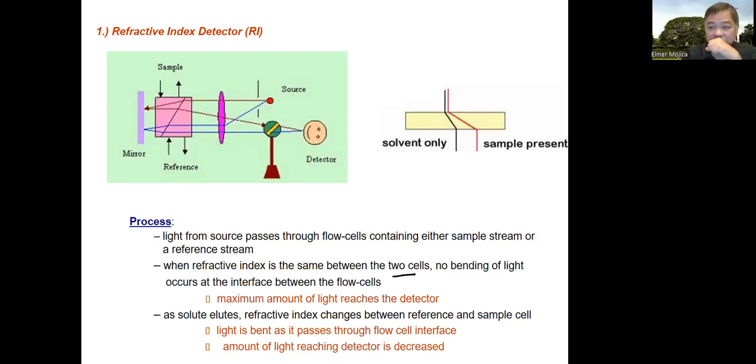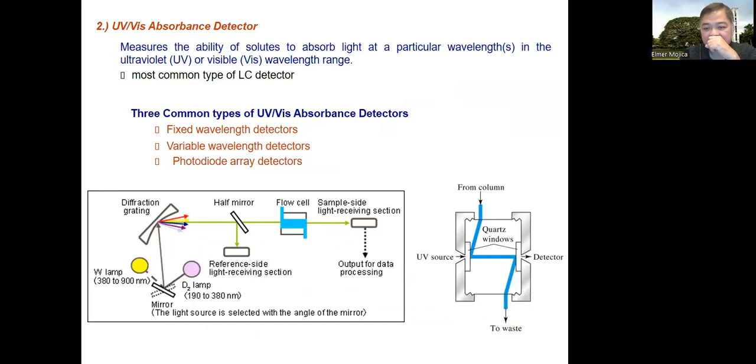Okay? So una solvent lang. So kapag nandoon na yung sample, mag-bend yung light mo. So magkakaroon ng decrease doon sa flow cell mo. And it will be detected on that thing.